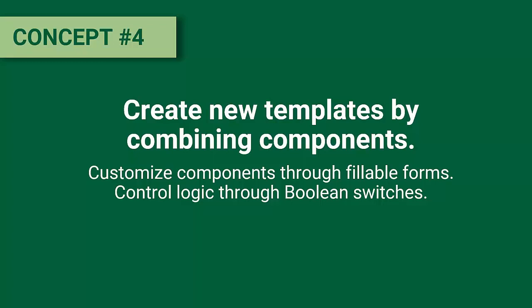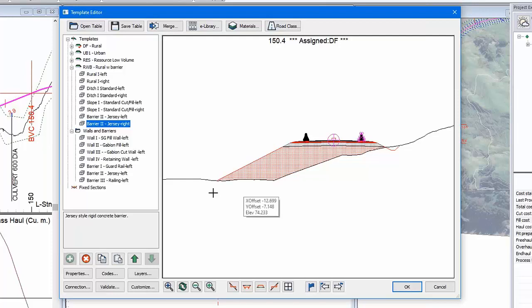So our fourth concept is creating new templates by combining components. So in this case, we are not starting off with a base template. We're going to create a new one, and then we're going to add components to it. Now, those components, as you saw a little bit in the last one, are essentially like fillable forms, but we can control some of them through Boolean switches. So you can control the logic through Boolean switches within these forms. And let's take a look at that.